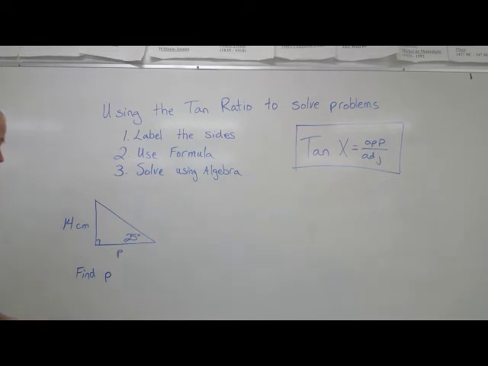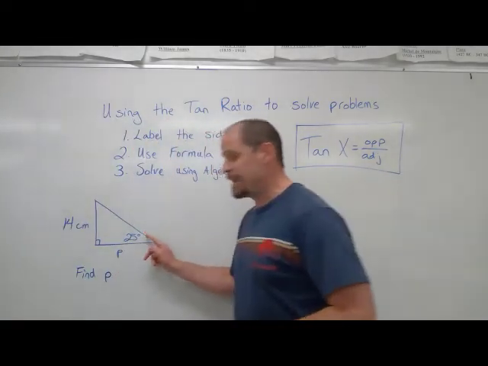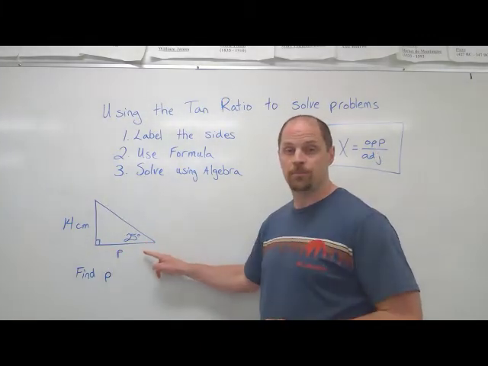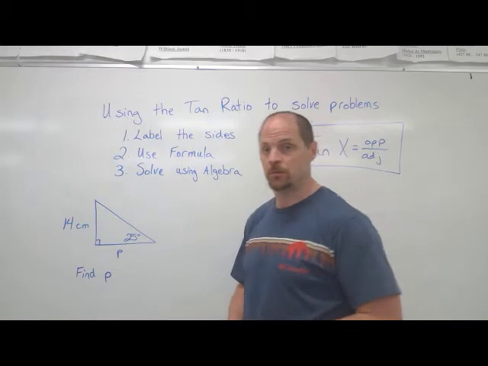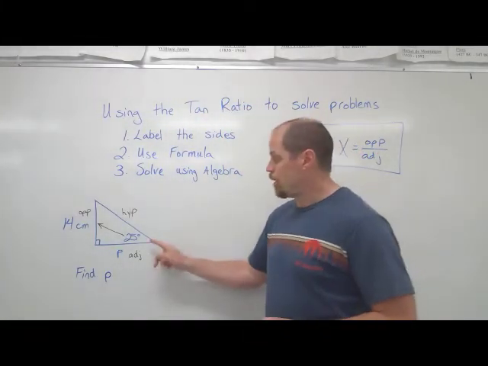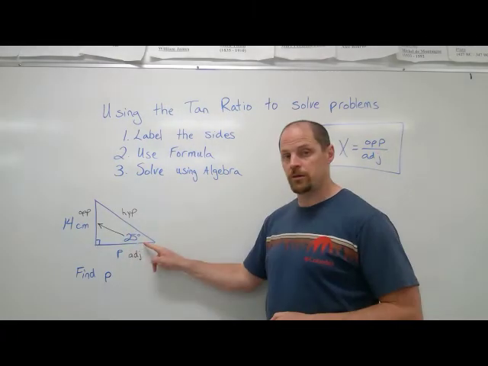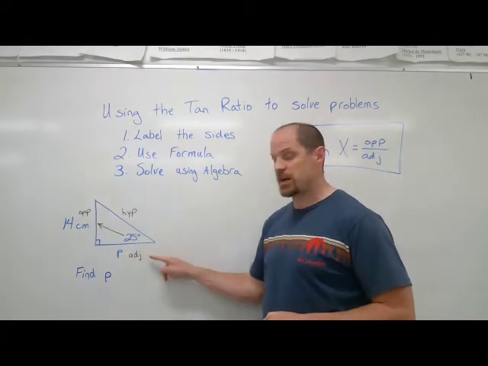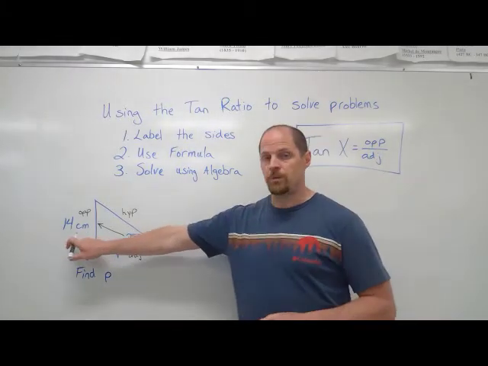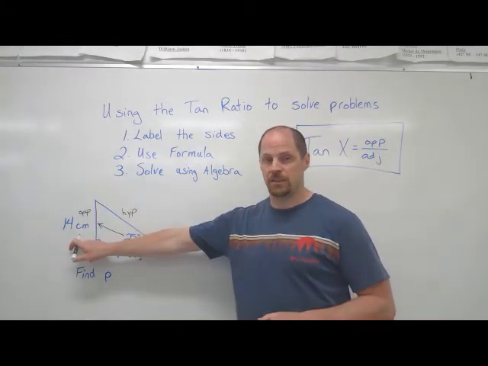So this question here, we've measured this side of the triangle. We've measured the angle, 25 degrees, and we're asked to find P, the distance along the bottom. So step 1, label. Opposite is always across from the chosen angle. Adjacent is down here. And you'll notice that we need to find P, and we have opposite, 14 centimeters.